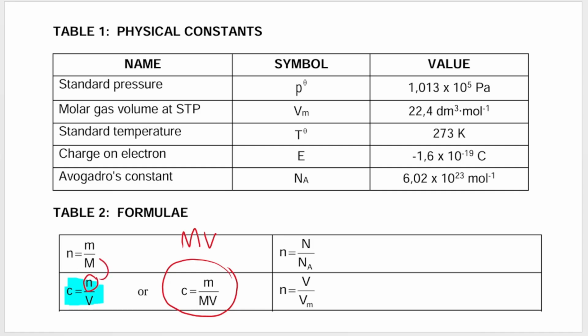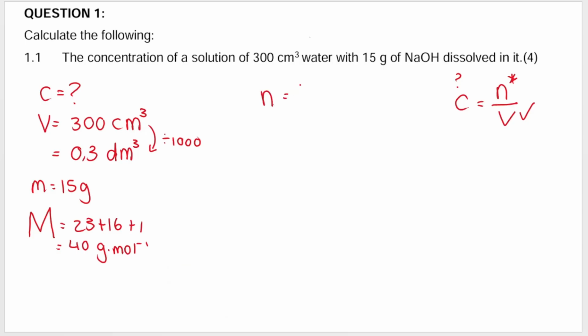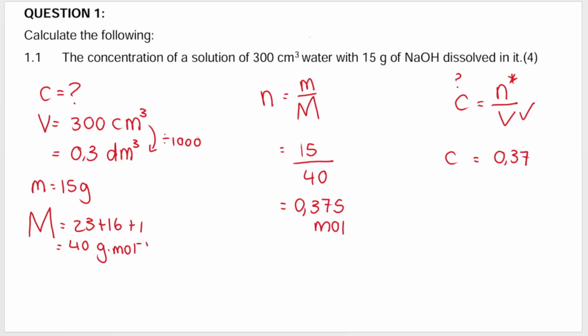So I can also calculate the number of moles using this formula over here. So this would be a two-step, or two-formula, question. In the place of mass, you would put 15. Molar mass is again 40. Then you calculate the answer for n, which is 0,375 mole. Then I use the second formula. I'm looking for concentration, 0,375, and I divide that by volume. Remember, it must be converted, 0,3, and that's where I get the exact same answer, 1,25 moles per cubic decimeter.